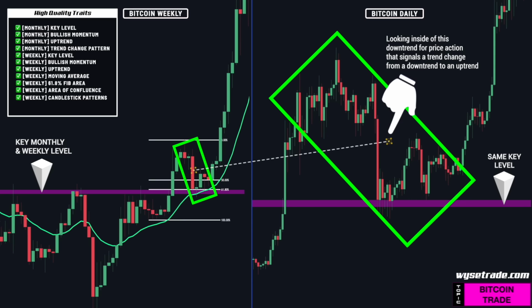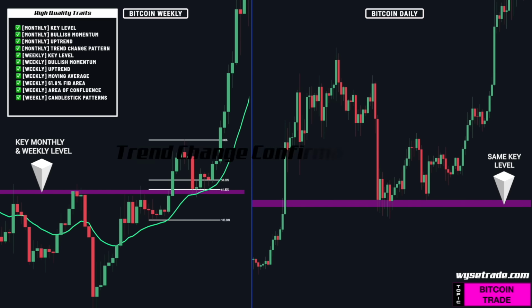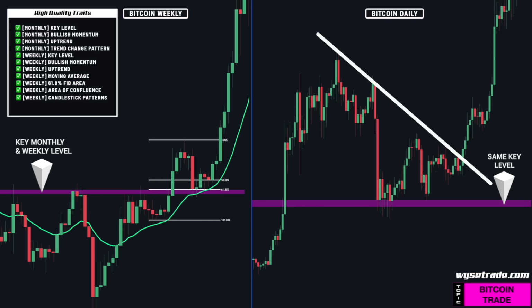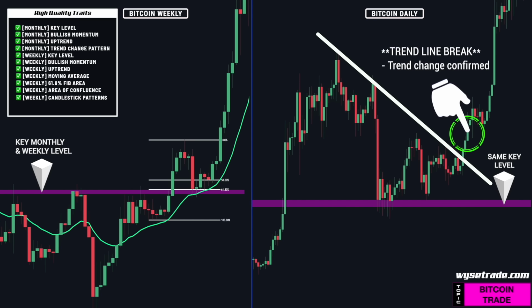And we got this trend change pattern in two forms. The first is the trendline break. On the daily time frame, we can easily place a trend line onto the immediate trend like this. And then once you had that trend line break, this was your first trend change confirmation.